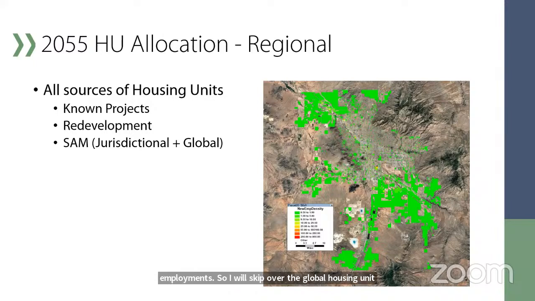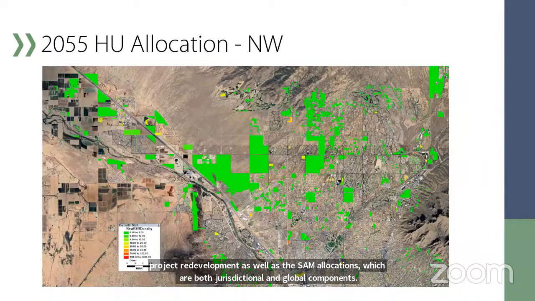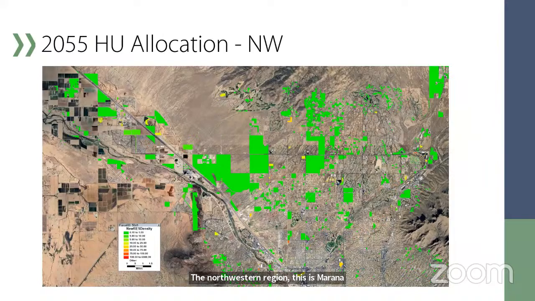However, the side on the left still holds. These are all sources of housing units from known project redevelopment, as well as the SAM allocations, which are both jurisdictional and global components. The Northwestern region, this is Marana and Oro Valley, generally speaking. You can see generally low density residential popping up, although you can see some medium density in a few places, mostly highlighted in yellow.